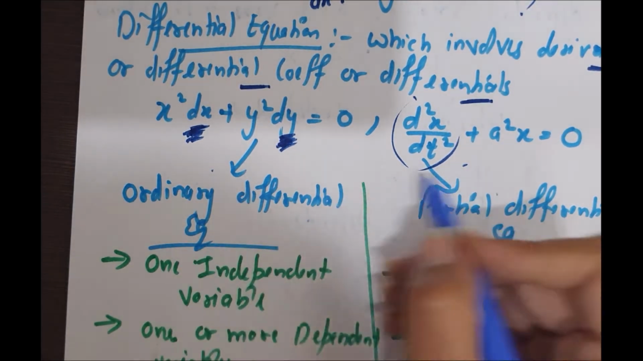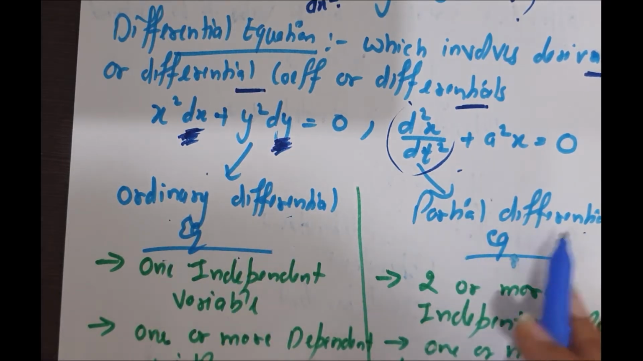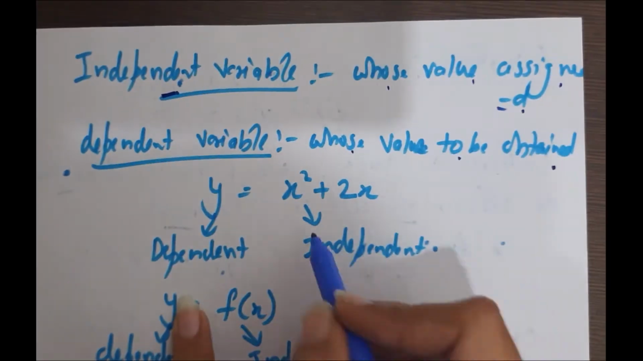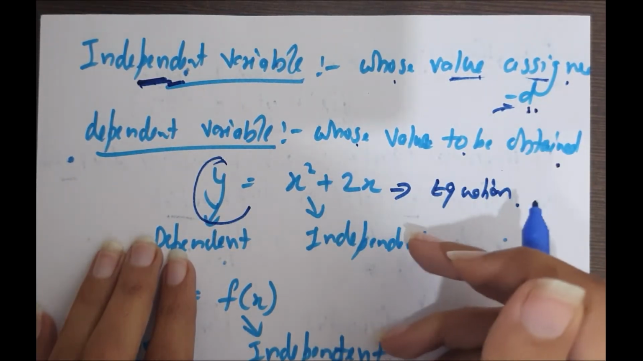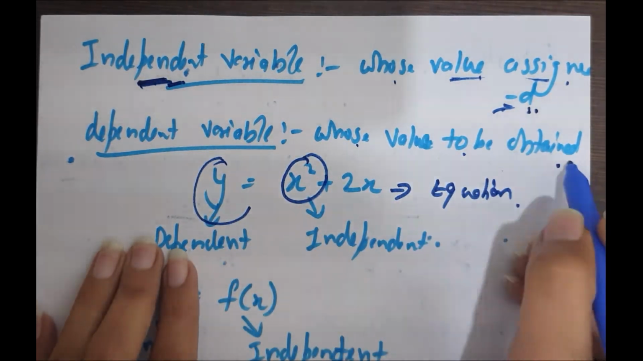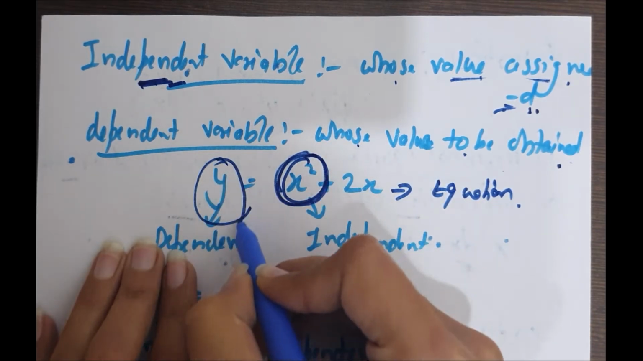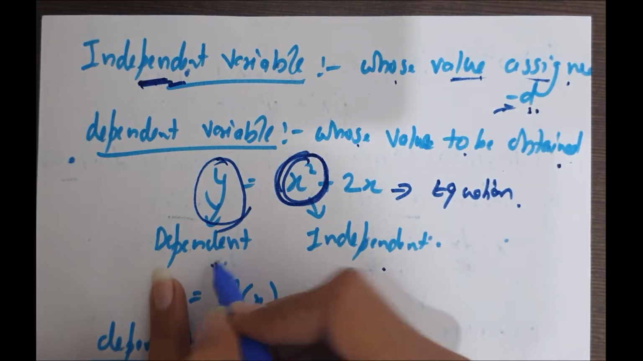Now differential equations are divided into two, that is ordinary differential equations and partial differential equations. Before knowing this, you must know what variables are. Now this is an equation whose value is assigned. So whose value is assigned here? X value is assigned here. So whose value is to be obtained? Here the value of x is assigned and we have to obtain the value of y. So x is the independent variable and y is the dependent variable.